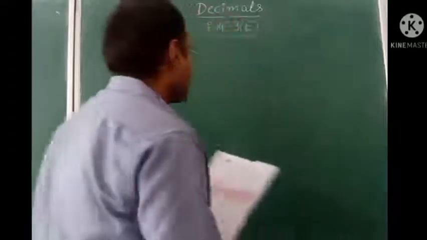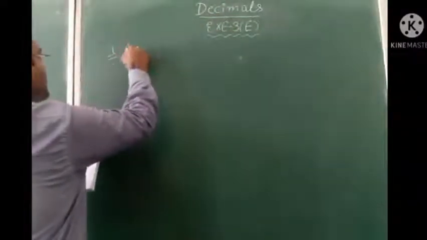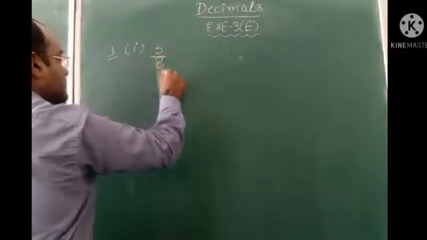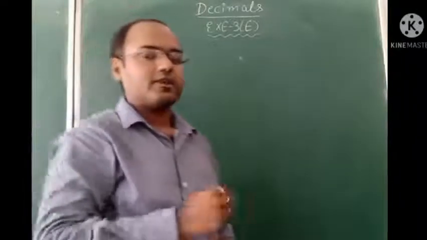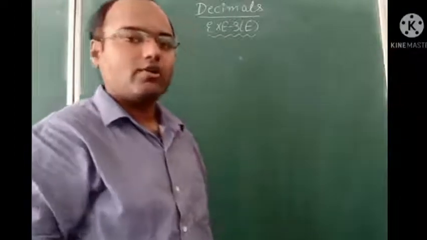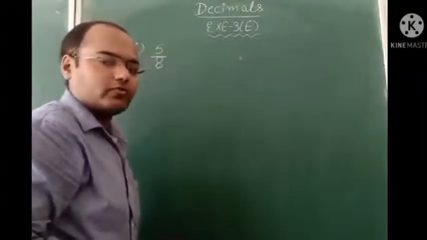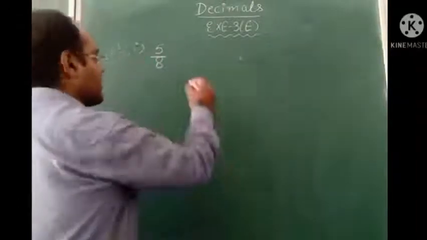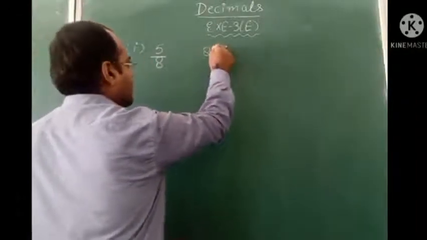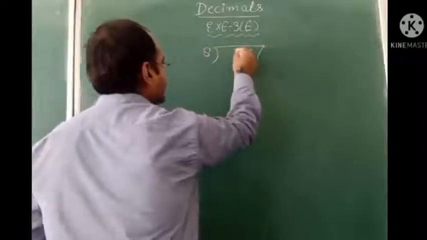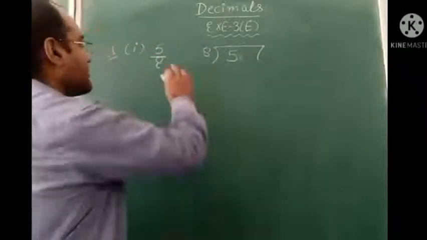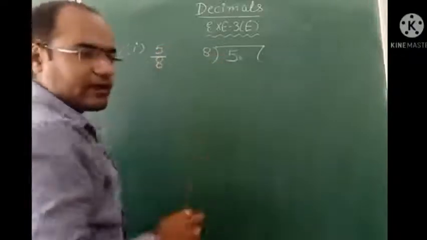First part. 5 upon 8 is given. So we have to check whether this is a terminating decimal or non-terminating. So for this what you have to do? First of all, we will divide 5 with a table of 8. Here we have to show the division in a fair work. This 8 we have to write outside. Dividend is 5. 5 we will write inside.